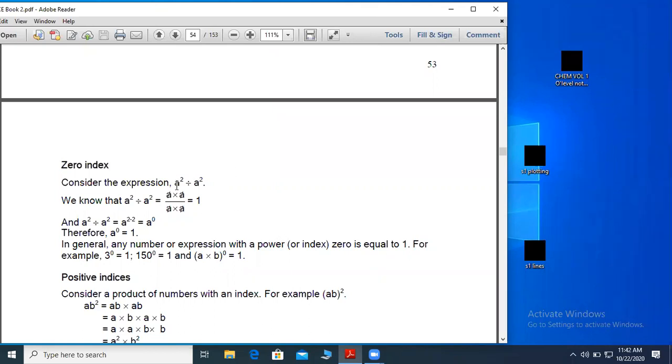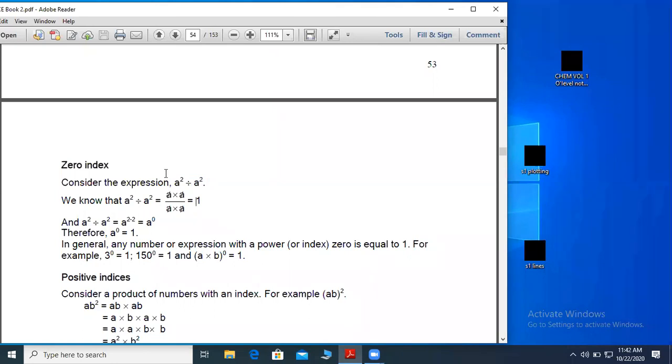So we consider a squared divided by a squared. A squared divided by a squared gives us, if we first multiply, a times a, then divide by a times a, and the answer is 1.